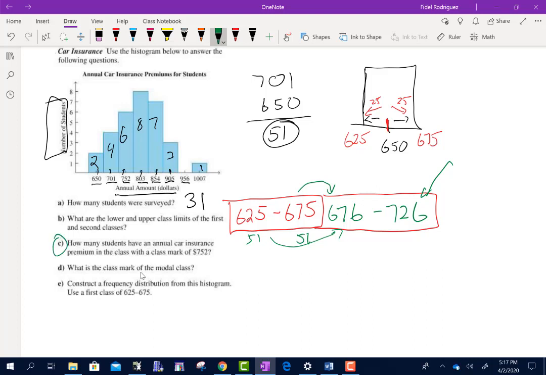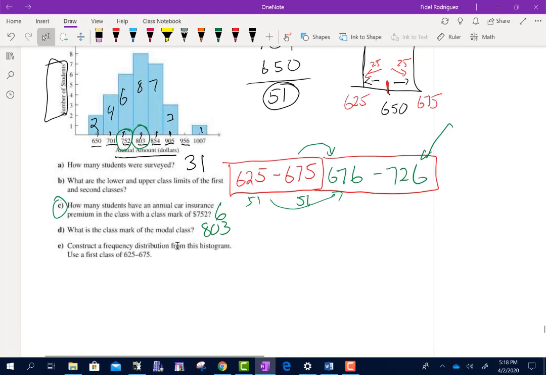Now, Part C says, how many students have an annual car insurance premium with a class mark of 752? So I'm going to go to 752. It's asking me, how many students do we have there? We have 6. Okay. What is the class mark of the modal class? The modal class is the one that has the most, so I know it's 8, that's the biggest bar, but what is the annual amount? That would be 803.